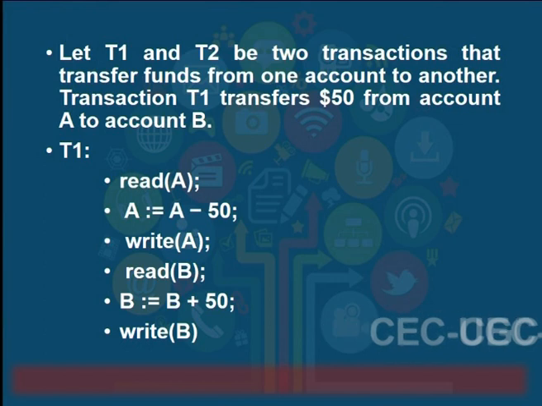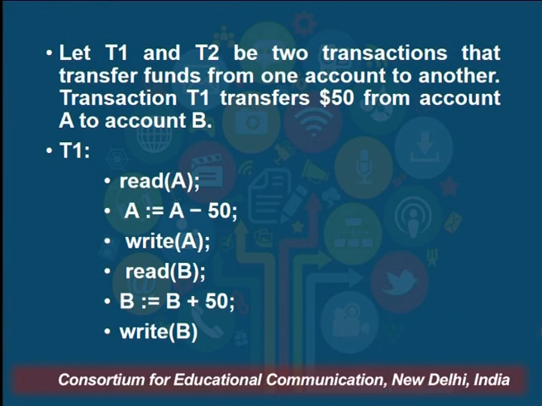Similarly, B is being read, $50 has been credited, and the amount of B is also being written. So this was the usual transaction T1, which we have also seen in our earlier examples. Now what about transaction T2?